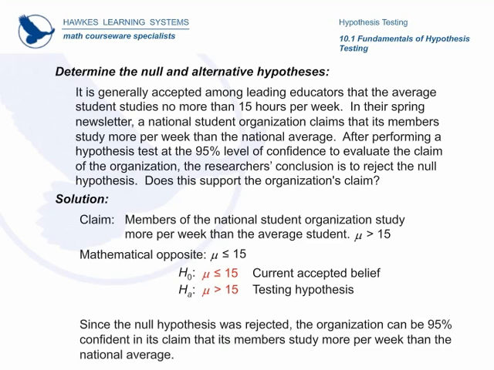Since the null hypothesis was rejected, the organization can be 95% confident in its claim that its members study more per week than the national average. So this is a good way of taking a scenario and saying exactly what does it mean. We do our work, we set up our symbols, we carry out our calculations, and then we interpret our decision.